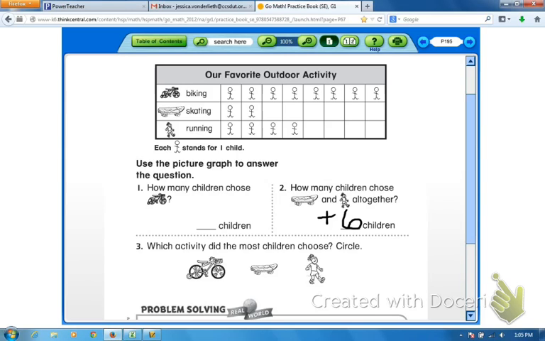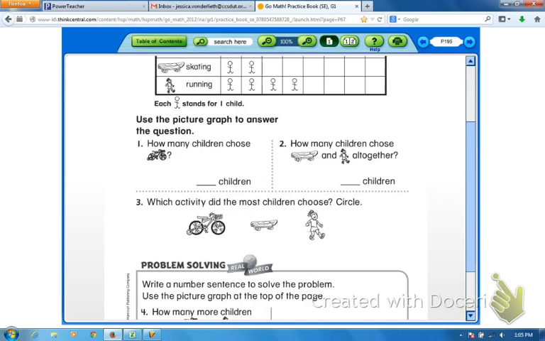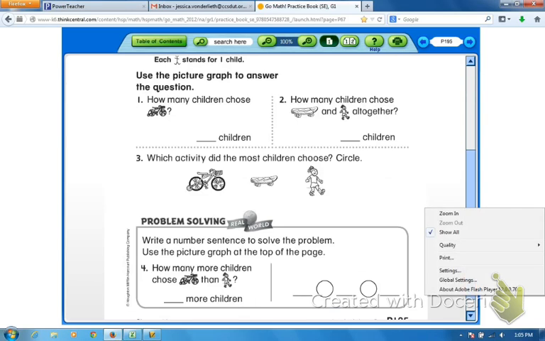Number 3 should be pretty basic. Which activity do the most children choose? That's just comparing 8 to 2 to 4 and seeing that most of them chose bikes. At the bottom, the problem solving. It says write a number sentence to solve the problem. Use the picture graph at the top. How many more children chose bikes than skating?